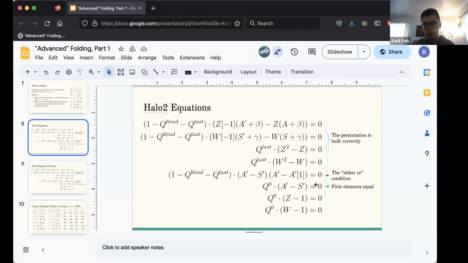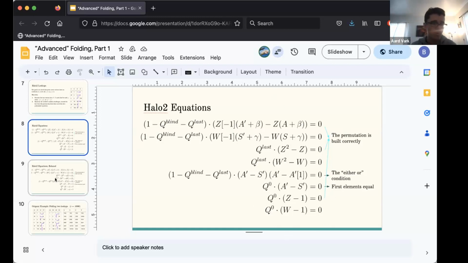So fine, the upshot is we've converted this to a system of polynomial equations. Don't worry about the Q's, they're basically just row selectors. You can imagine they're all 1. We've converted to a system of polynomials of degree at most 2. Some of these equations are linear, some of them are quadratic. And as long as these polynomials are satisfied, your permutation condition is satisfied.